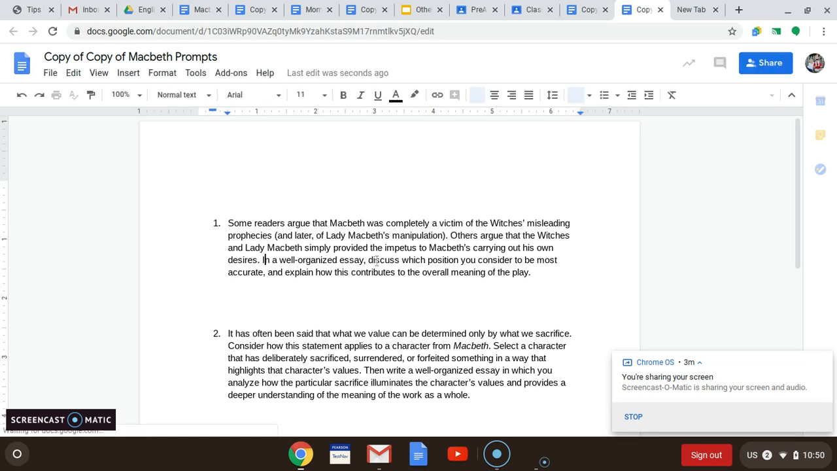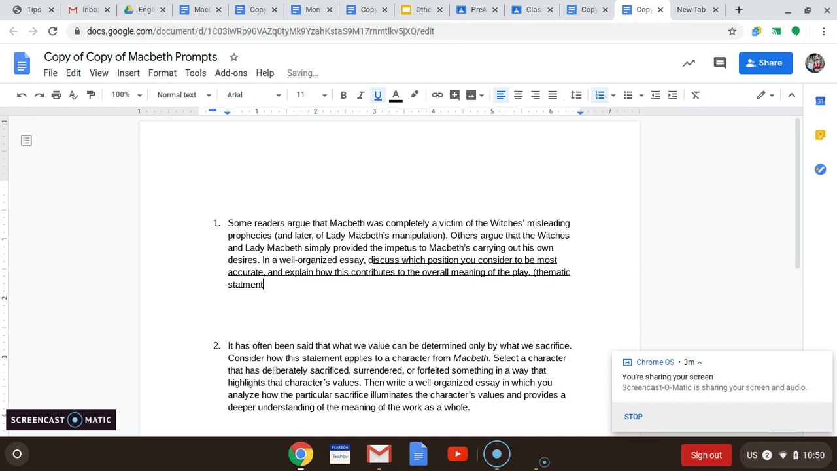Okay, so this is my task. I'm going to underline my task. And I'm also going to put beside meaning of the play, thematic statement. So remember those theme statements you made with Hamblin? That's what you're thinking here.